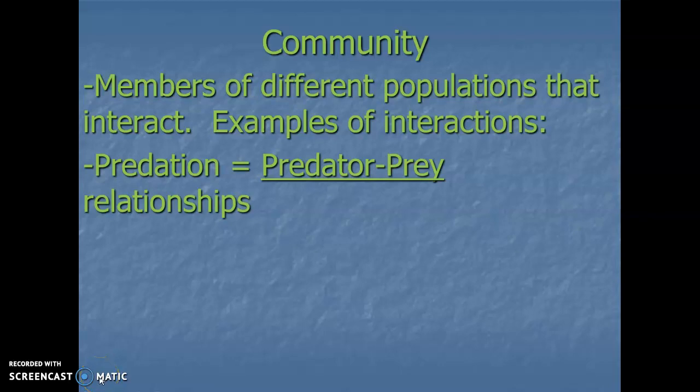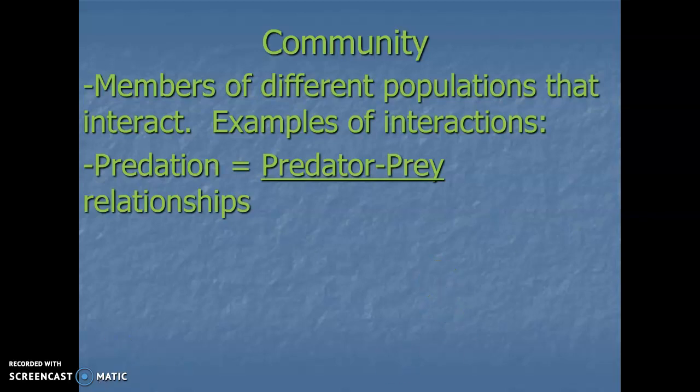And the next level of organization is the level of the community. And in a community, you're looking at members of different populations that interact. So the different populations means different species. And there's three basic types of interactions that we'll look at.